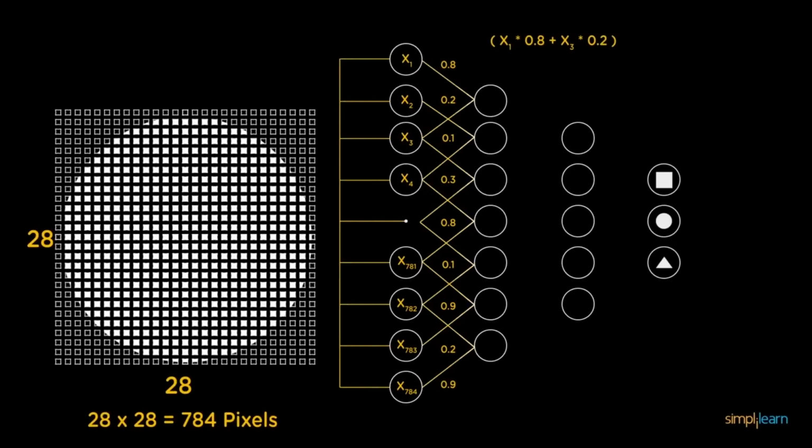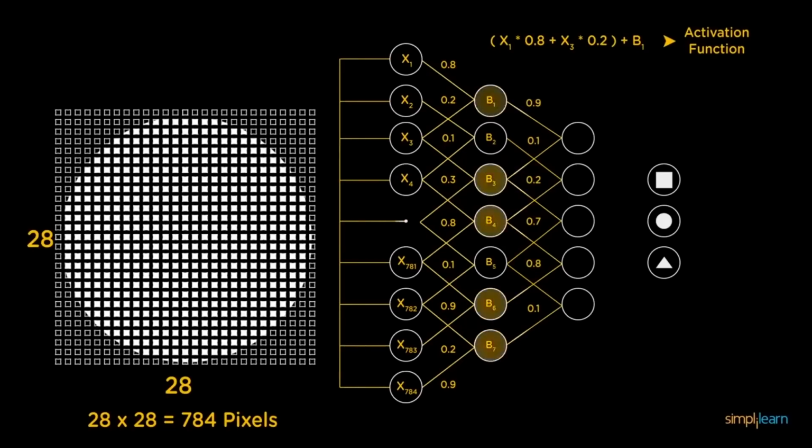hidden layer. Each of these neurons is associated with a numerical value called the bias, which is then added to the input sum. This value is then passed through a threshold function called the activation function. The result of the activation function determines if the particular neuron will get activated or not. An activated neuron transmits data to the neurons of the next layer over the channels. In this manner, the data is propagated through the network. This is called forward propagation.